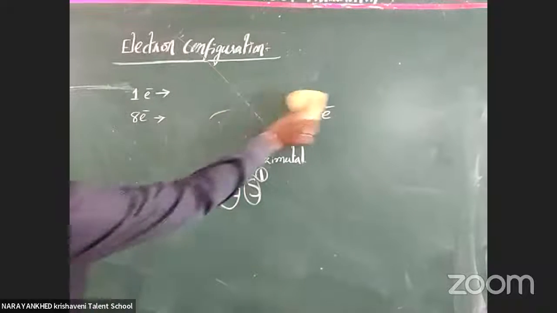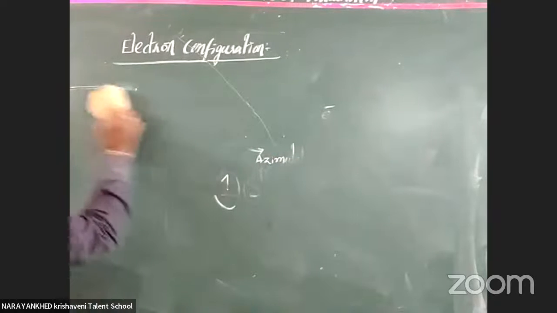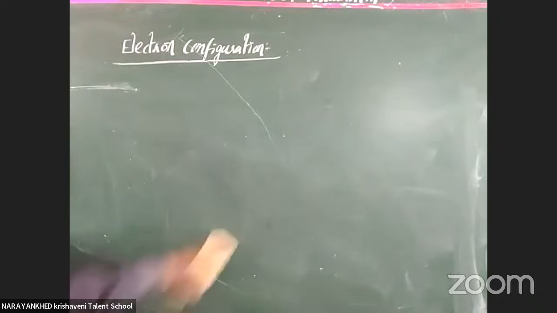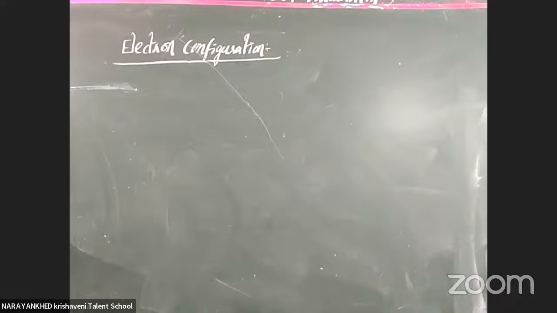Now we are first going to discuss the electron configuration of the first 20 elements. How are we going to write them? Everyone must and should write along with me. Now, the first 20 electron configurations.